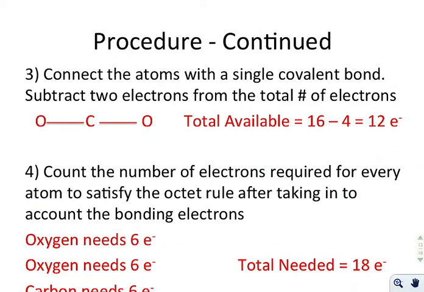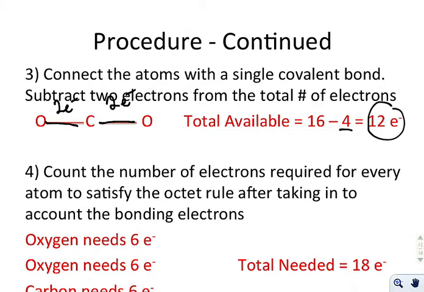The first thing we want to do is bond all of the elements. They're all connected to each other somehow. So I draw a bond connecting carbon and oxygen, and remember those represent 2 electrons each. I subtract 4 electrons from the total, and I have 12 electrons remaining to try and satisfy the octet rule. Now I need to count how many electrons are required to satisfy the octet rule.